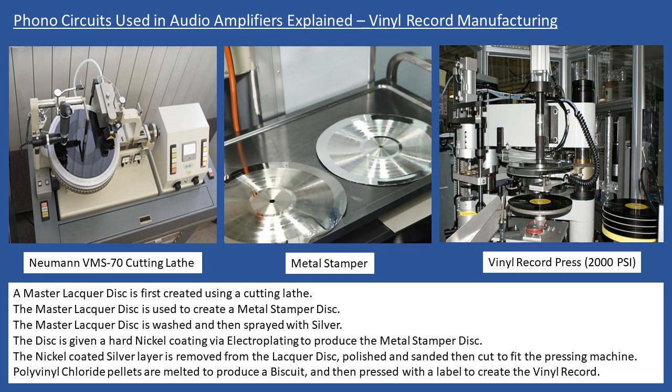Now, when the metal stamper disc is produced, instead of the track being indented as it is with a lacquer disc, it is now raised, so it's inverse because it's been peeled away from the lacquer disc. So when you look at the production of the record, the press itself has an overall pressure of 2,000 pounds per square inch. So that is a very, very high amount of pressure. And then you'll have a steam heated process, and these are like pellets that drop down, so it's polyvinyl chloride.